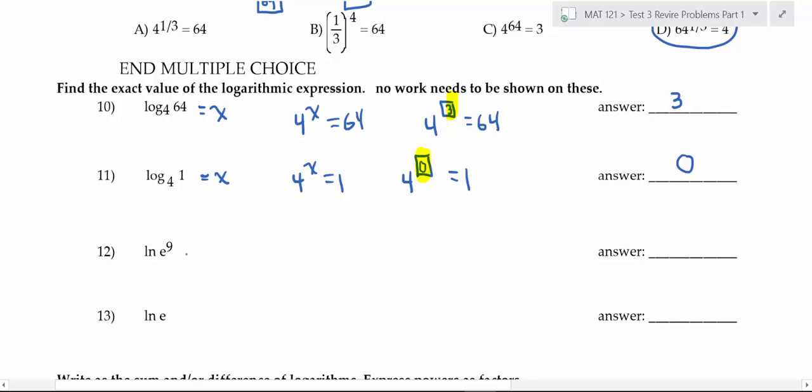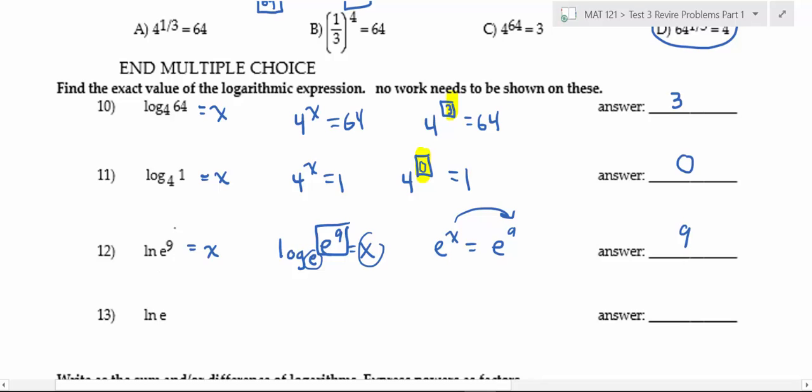Okay, now there's several ways to do this next one. I'm going to again set this equal to x. And remember, an ln is a log base e. So technically the question you're being asked is log base e of the expression e to the 9th. Now if I set that equal to x, then I would say e to the x is equal to e to the 9th. Okay, again, you're taking the base to this power and setting it equal to what you're taking the log of. Well, the only thing x could be is 9. So the answer to that problem is 9.